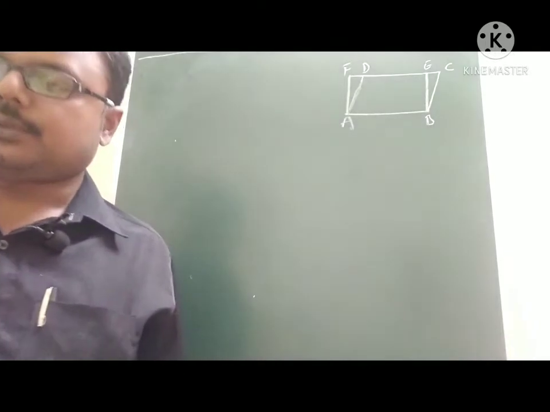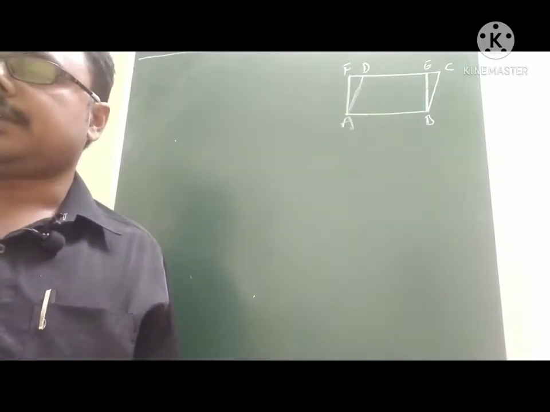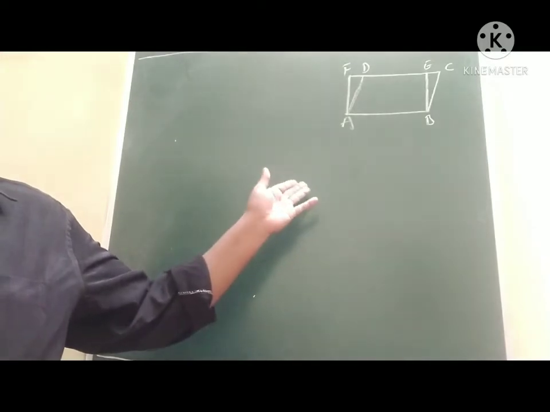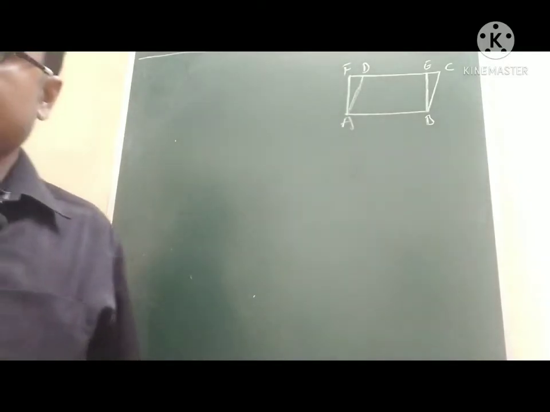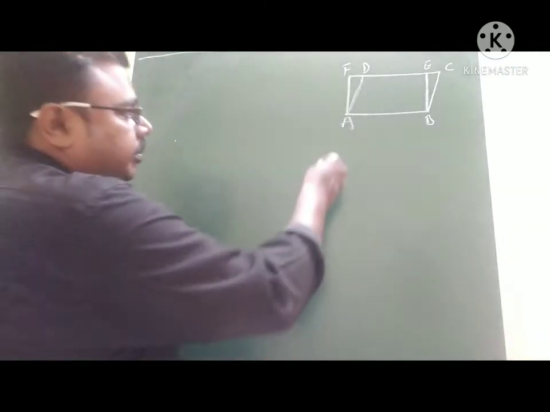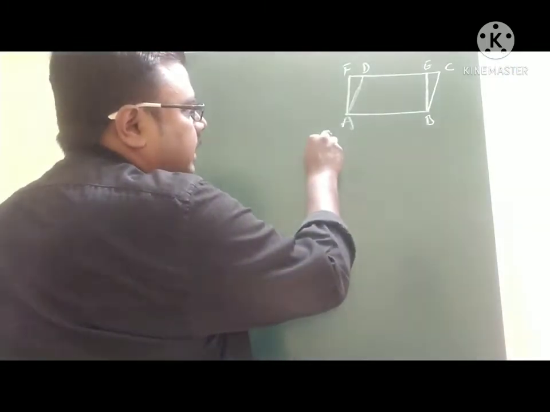We have been given the question that in the given figure ABCD is a parallelogram, and ABEF is a rectangle. So we have two figures in this. First of all, you need to understand that point. ABCD is a parallelogram. Let me divide both the figures so that you will get the clarity.